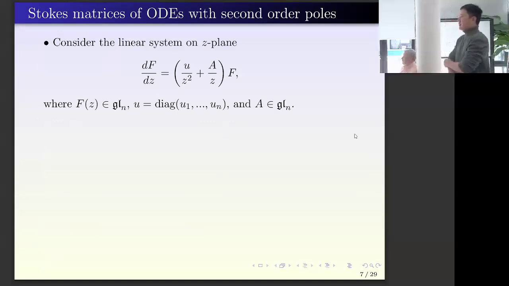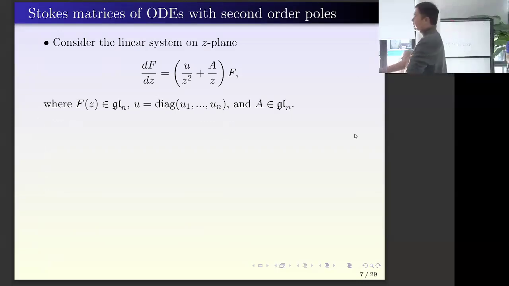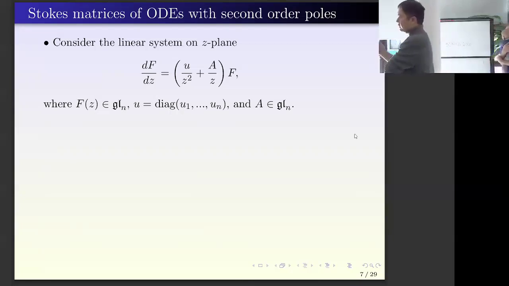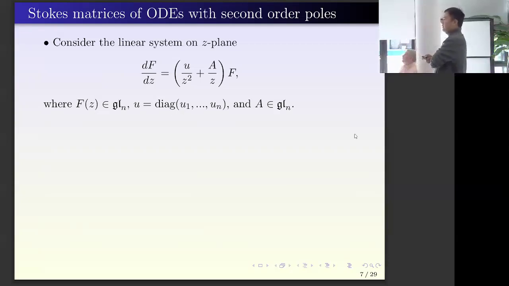First, let's focus on the simple case. So let's consider the following n by n linear system of ODEs for an invertible matrix valued function. The F(z) should be valued in GL_n. And U and A are constant. Here I assume U is semi-simple regular. That is, U is a diagonal matrix with distinct eigenvalues, and A is an arbitrary n by n matrix.